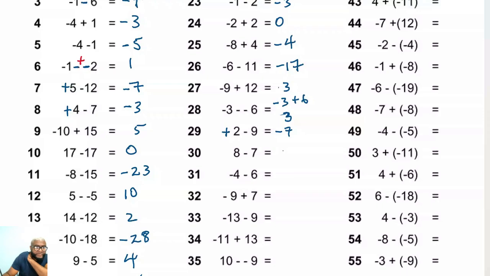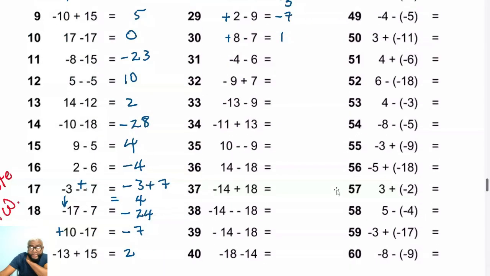Positive 8. This is our normal one. 8 minus 7. Positive 1. Right, excellent. Let's go. Liam, I see you want to do the next set, so do it one time. I want to give all of you some to try.